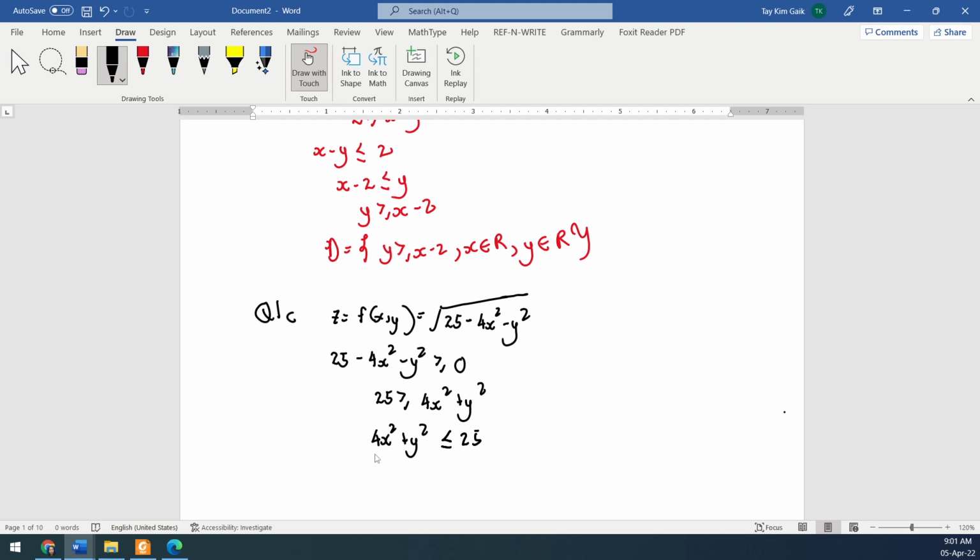This is an elliptic equation. So this will be the domain: 4x squared plus y squared less than or equal to 25, where x is a real number, y is a member of real number.